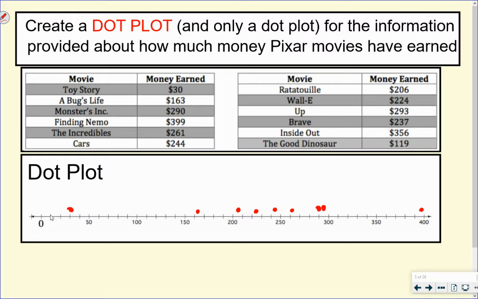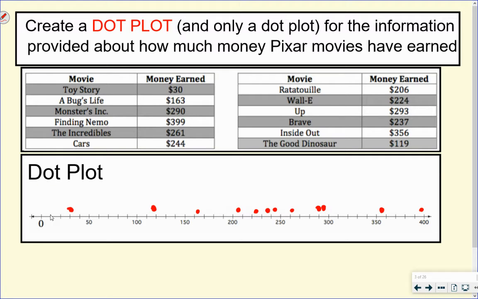237, so 10, 20, 37 is probably about right there. 356, about right there, and then the sad little but good dinosaur down at 119. Okay, so I've got all my data there.